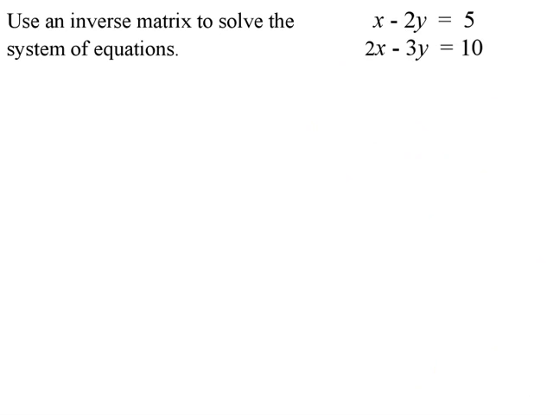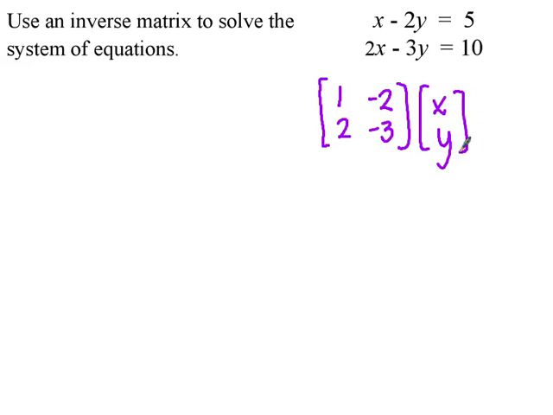So first thing I need to do is write a matrix with just the coefficients on the left side. So what will that look like? 1, -2, 2, -3. Okay, I'm going to put my X matrix in. And so, what do you need to do now? Yep, put this in A, put this in B.